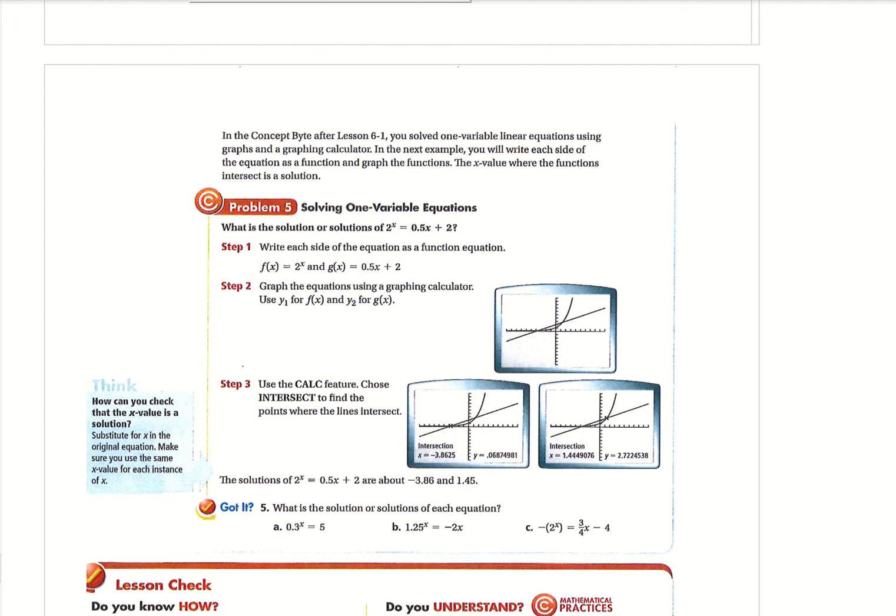All right, so problem 5 here, we actually don't do this. You will do this when you get to Algebra 2 in high school. So I'm just going to cross this out for now, and you don't have to worry about that.